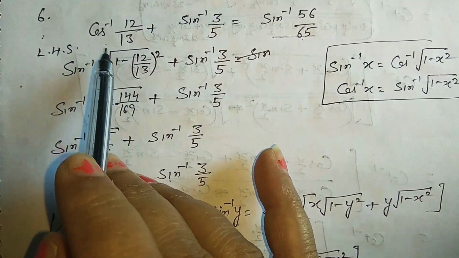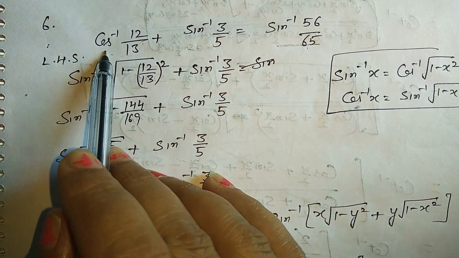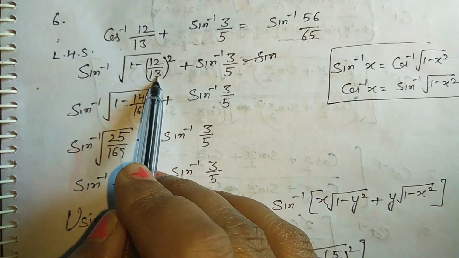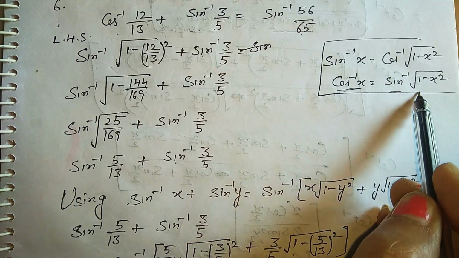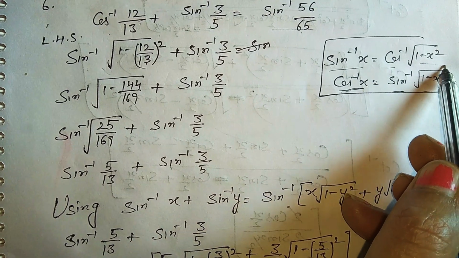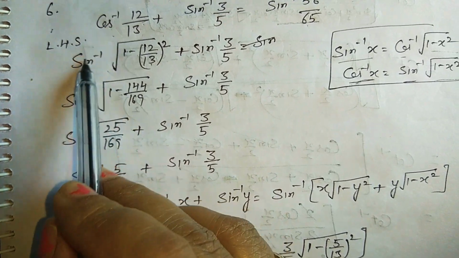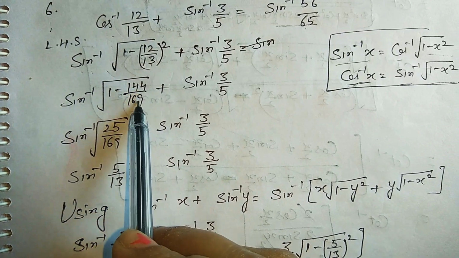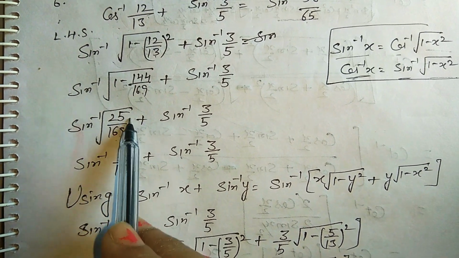What is this formula? Cos inverse x, if we want to change cos inverse into sin inverse, then we can apply the formula sin inverse of square root of 1 minus x square. Okay, so cos inverse x we can write as sin inverse square root of 1 minus x square, or sin inverse we can write as cos inverse square root of 1 minus x square. If you want to change cos inverse x into sin inverse, it will be sin inverse square root of 1 minus x square. x is 12 by 13. So it will be 144 by 169. After LCM, we will get 25 by 169. It is 5 upon 13.